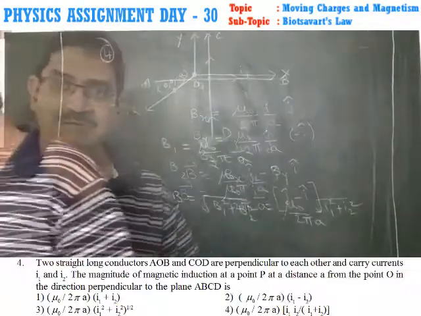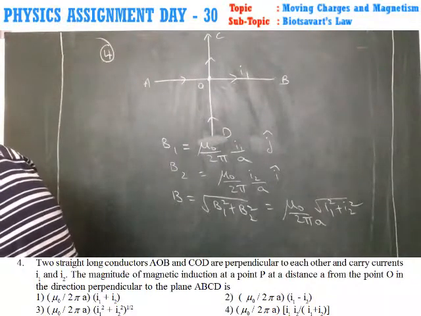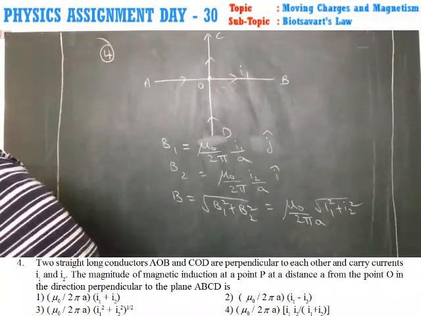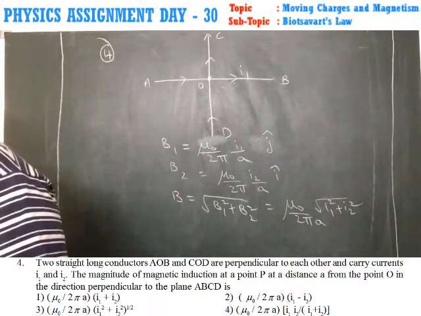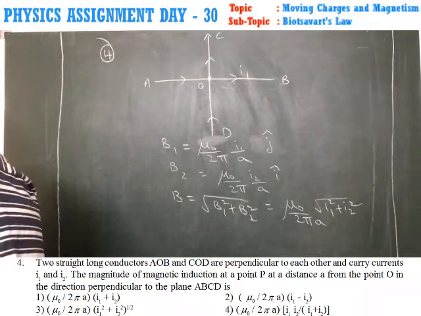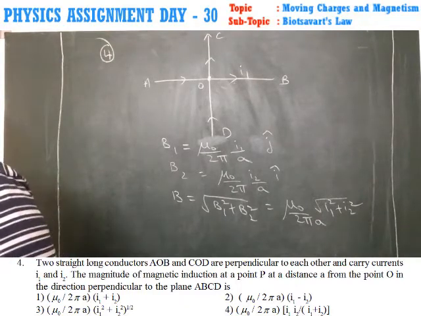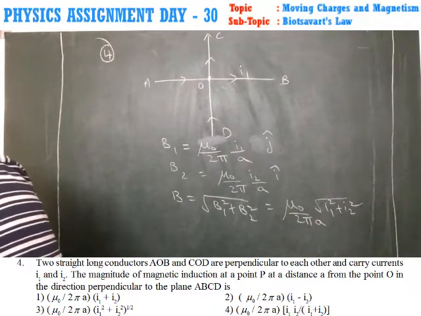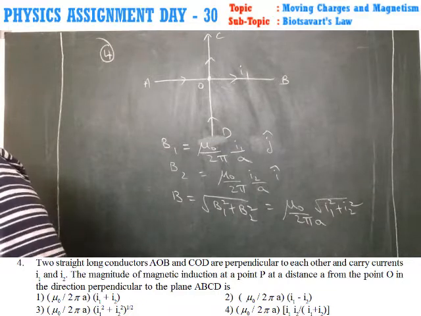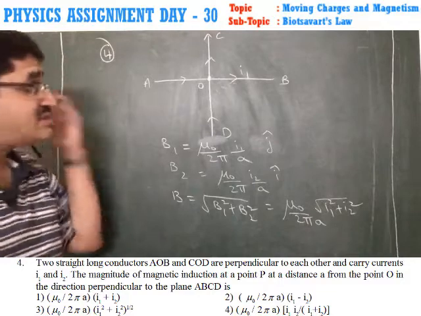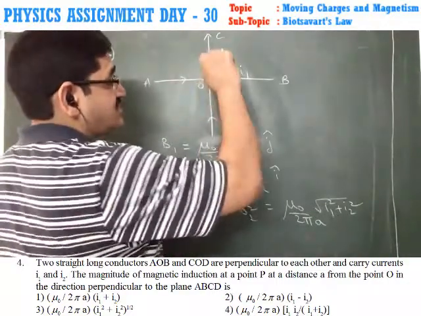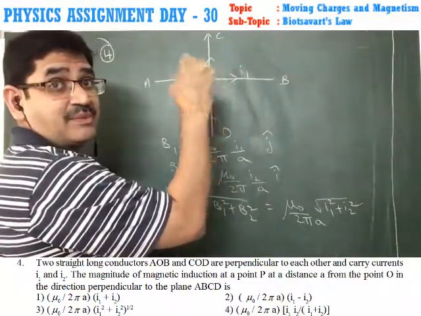Students, in the fourth problem, two straight long conductors AOB and COD are perpendicular to each other and carry currents I1 and I2. The magnitude of magnetic induction at a point P at a distance a from point O in the direction perpendicular to the plane ABCD is? This is what we are going to consider. Here you can see, we are considering a point perpendicular to the plane.